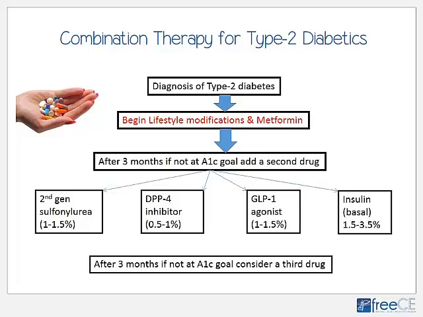After 3 months of metformin and lifestyle modifications, if they're not at that A1C goal, we'll probably have to add that second drug. And that second drug can be a second-generation sulfonylurea for a reduction of 1 to 1.5%, a DPP-4 inhibitor of 0.5 to 1%, a GLP-1 agonist of 1 to 1.5%, or we can add insulin. And after 3 months, if we're not at the A1C goal, we can consider adding a third drug.